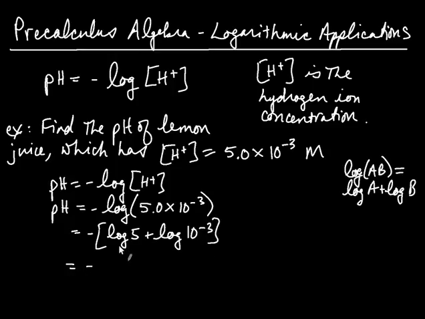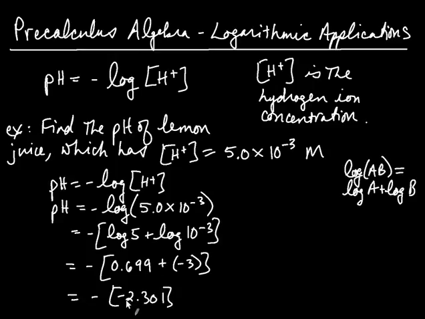Now what's the log of 5? On your calculator, we find that to be about 0.699. That's the first part. And then plus, now the question is, what is the log of 10 to the negative third? This is a common logarithm. The base is 10, and therefore the bases cancel out. And the log of 10 to the negative third is just therefore negative 3. So it's plus negative 3. And then when we add these together, it's going to be negative 2.301. And then we take the negative of that to get just 2.301 as our answer. So that's the pH of lemon juice.